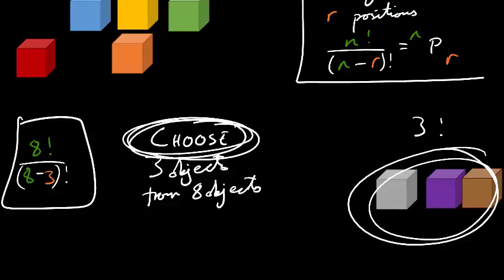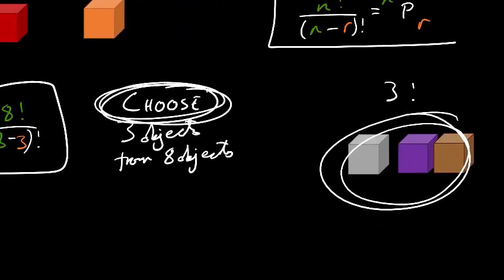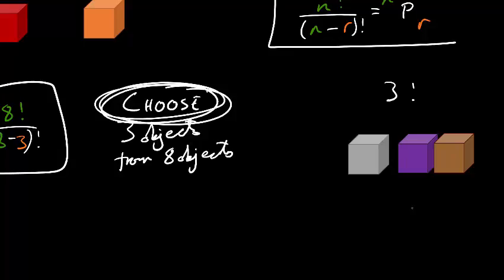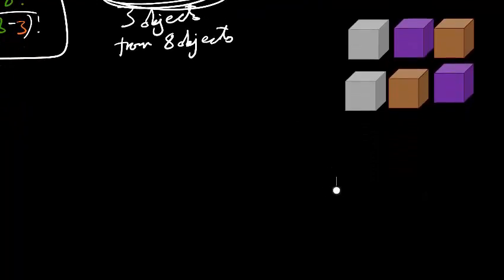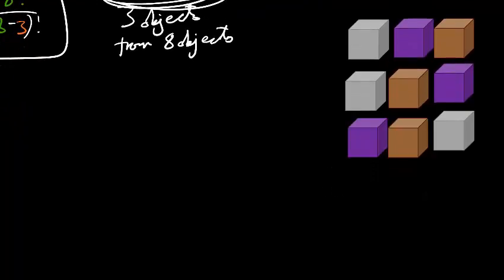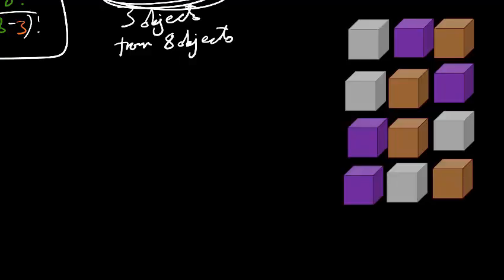I'm not interested in all those 3 factorial different ways. Actually, let's just draw them out. So I can have this arrangement here. I can have this arrangement here. I can have this arrangement here. I can also have this arrangement here. I can also have this arrangement here. I can have this arrangement here.